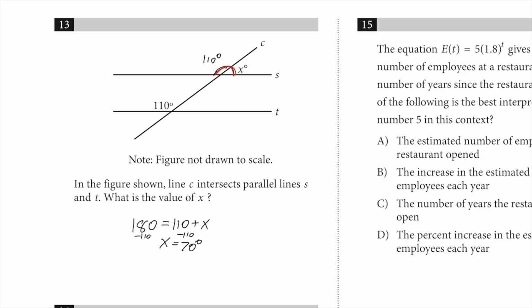The other way you could have done it, you could have seen that this angle right there is equal to 70 degrees, which means that x must also be equal to 70 degrees. So either one of those methods would work.